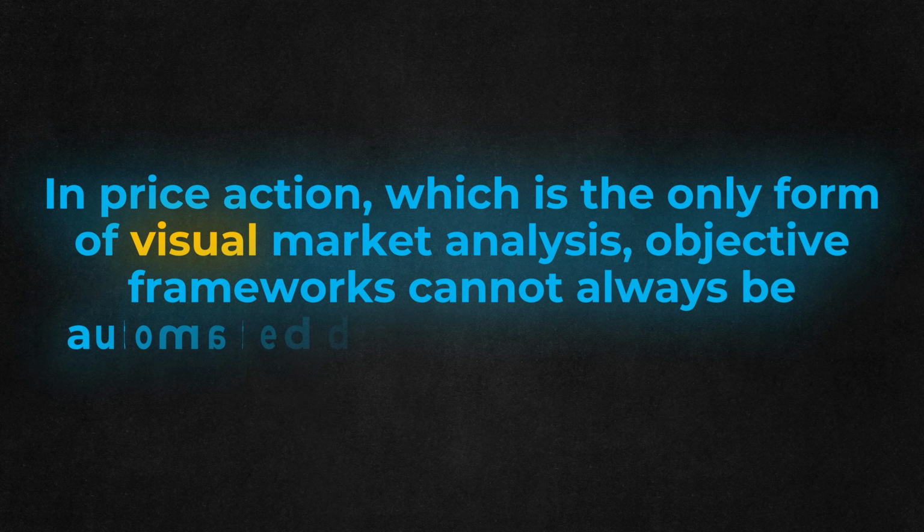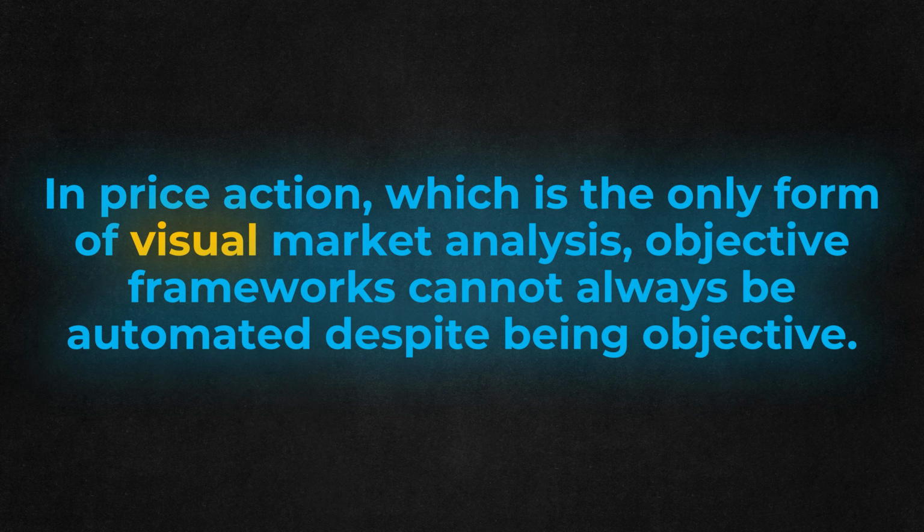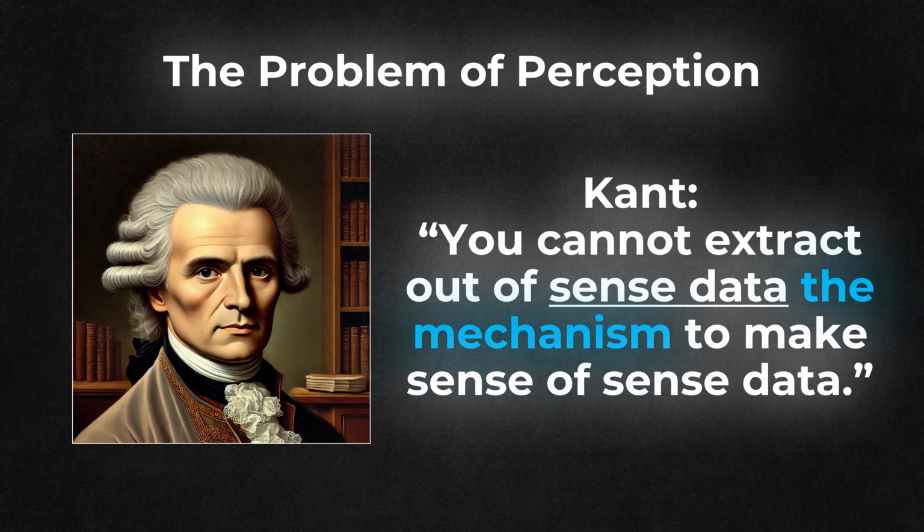Conclusion number 3 is systematic action and the problem of perception. It's important to note that in the case of price action analysis, which is the only form of visual market analysis, objective frameworks cannot always be automated despite being objective. That happens because of the problem of perception, which can be condensed in the words of the German philosopher Immanuel Kant. You cannot extract out of sense data the mechanism to make sense of sense data.